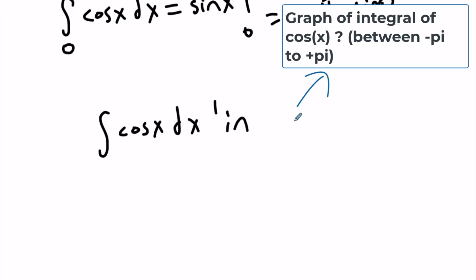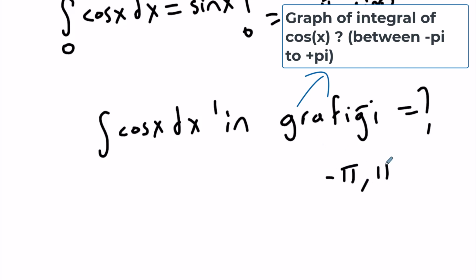Is in what range? What is the result in the range minus p to p? Now, what is actually being asked in the question?